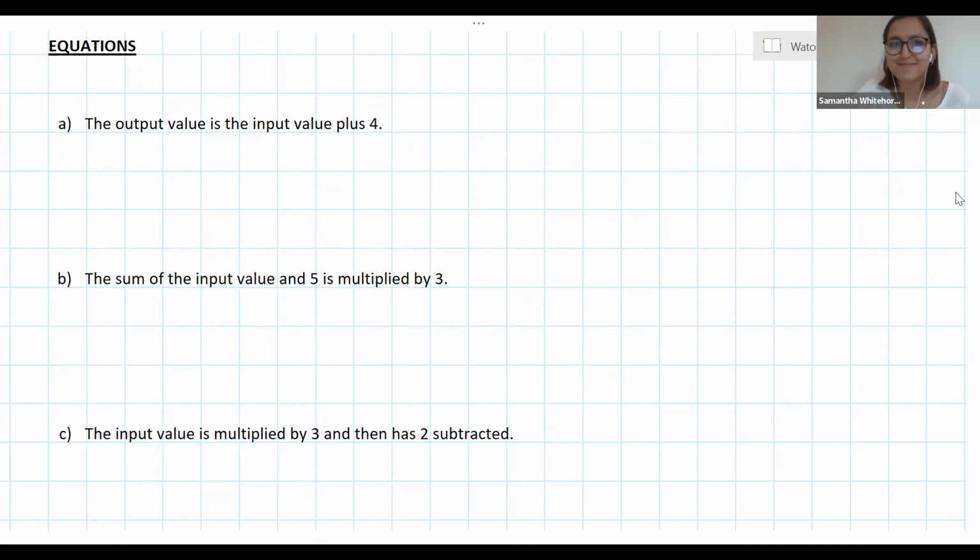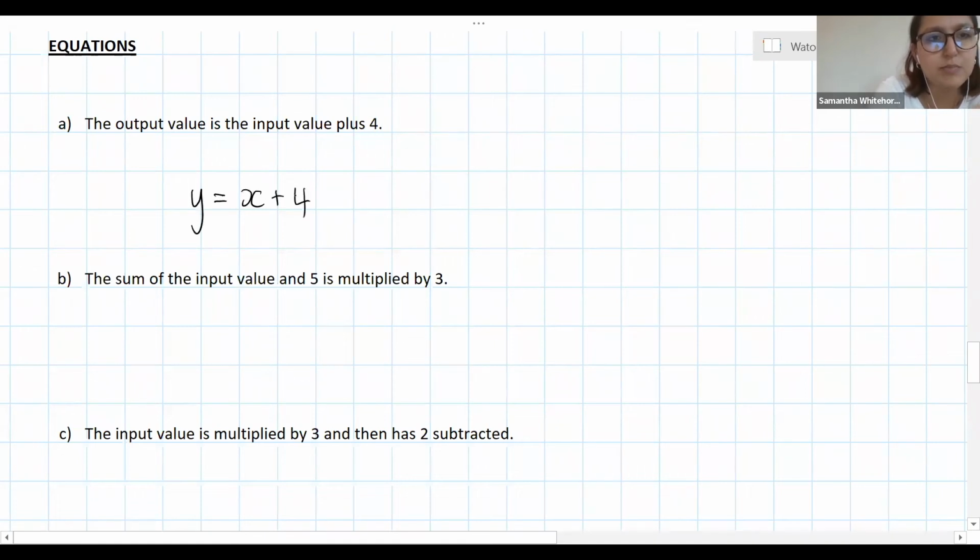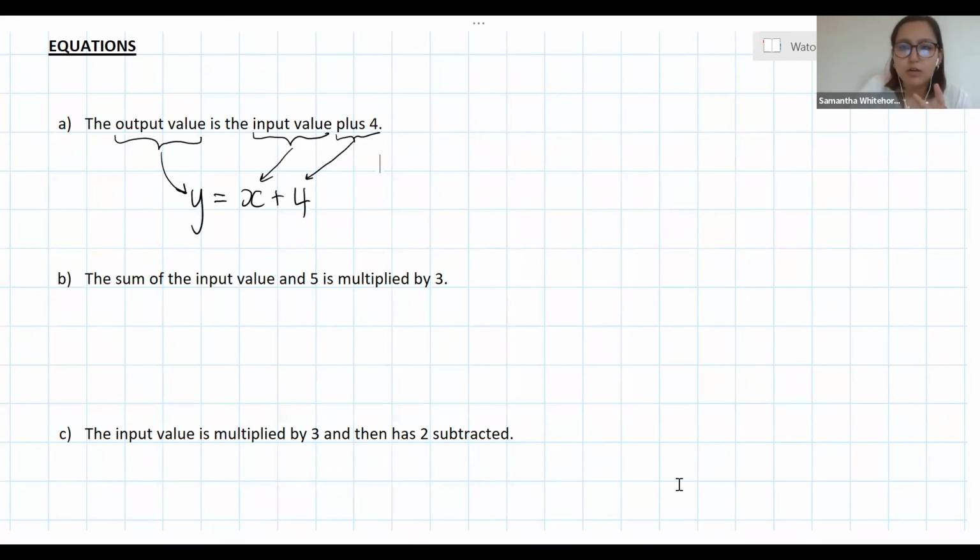Ma'am, would it be y equals x plus 4? Excellent, well done. Y is equal to x plus 4. The output value, which is y, is the input value plus 4. Right, so we need to, I say we need to, it's not super important that we can translate it. Obviously, we need to know how to, but this isn't really a question that's going to be asked a lot, but it's important to understand how these things relate to each other.